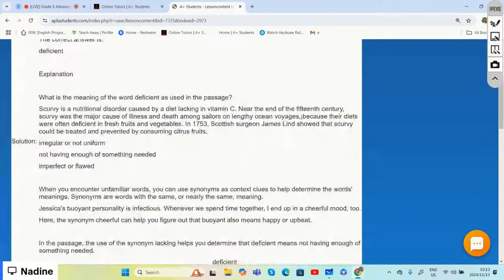So we see that when you encounter unfamiliar words, words that you're not familiar with, then you can use synonyms as context clues to help you determine the word's meaning. Synonyms are words with the same meaning or almost the same meaning.